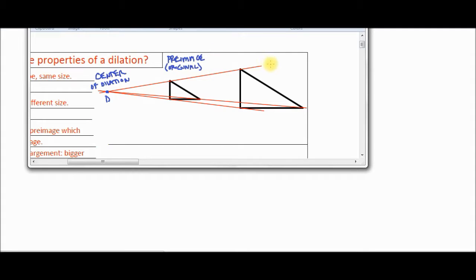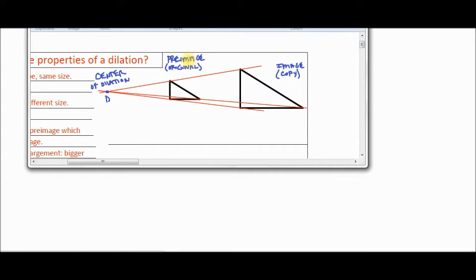Okay, if that's our original, that means that this one must be the image, which we could also call our copy. That's what we're changing our original into. So this one is going to be our copy. Let me fix that.